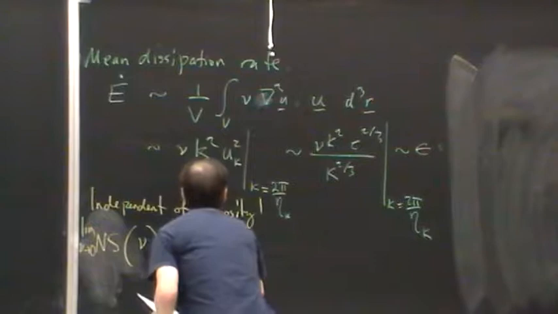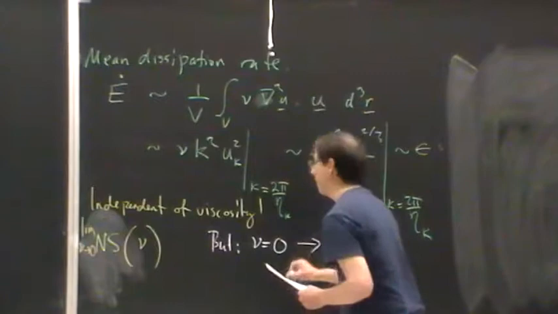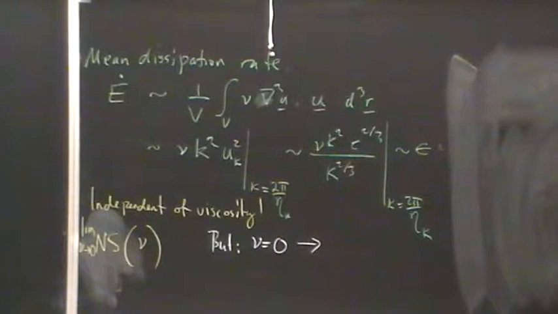if I set mu equals zero in the Navier-Stokes equations, that just throws away this viscous term, and what I get is du by dt plus u dot grad u equals minus grad p. I just get the Euler equations.